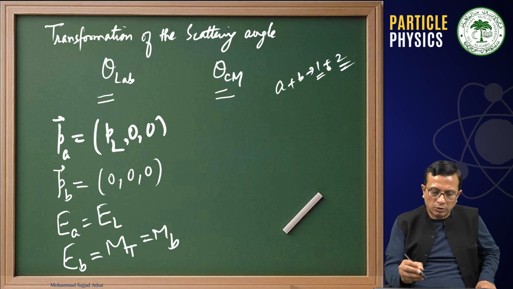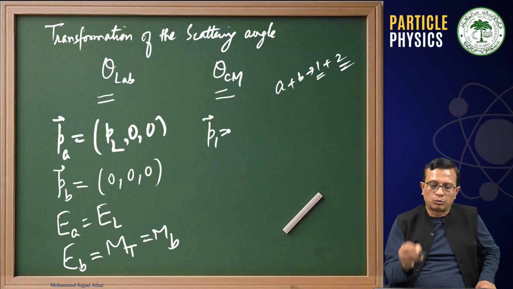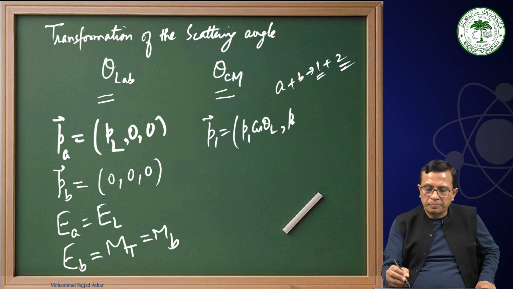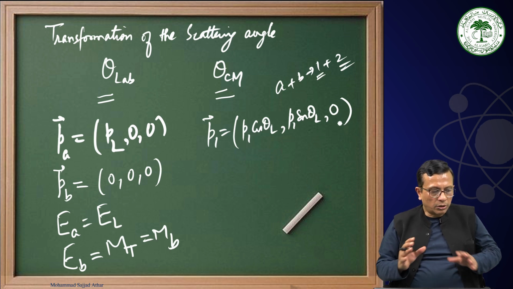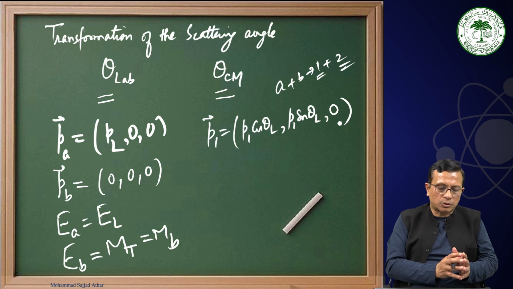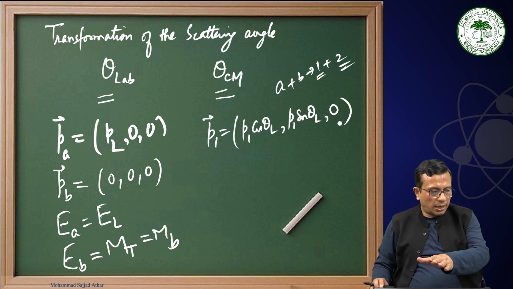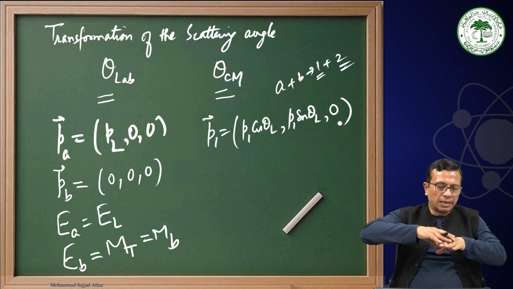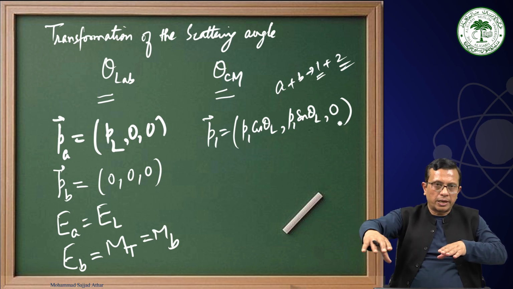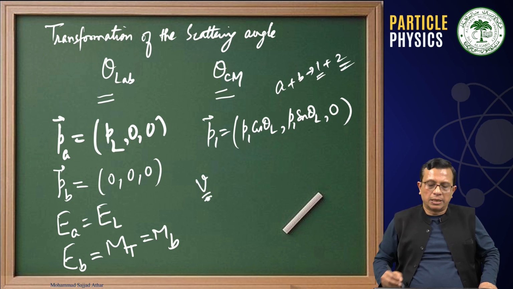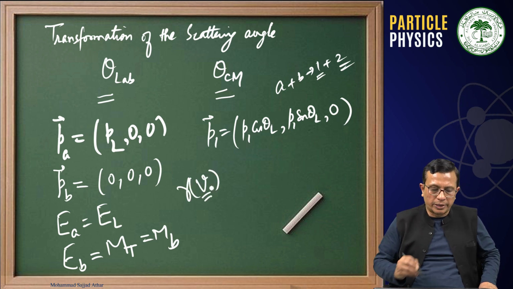Therefore, what we are talking about, the momentum of the outgoing particle, is P1 cos theta L, P1 sin theta L, in a two-dimensional plane only, and the third component will be 0. Now the point is how to relate the lab quantities and the center of mass quantities. First we have to find out at what velocity the frame S prime is moving with respect to S. That means first we would like to know what V is, that is, first we will evaluate gamma V.